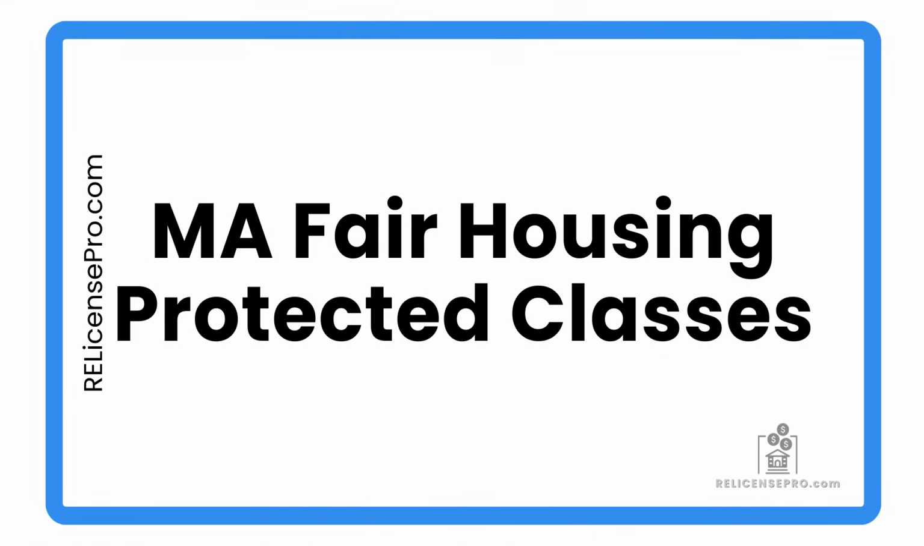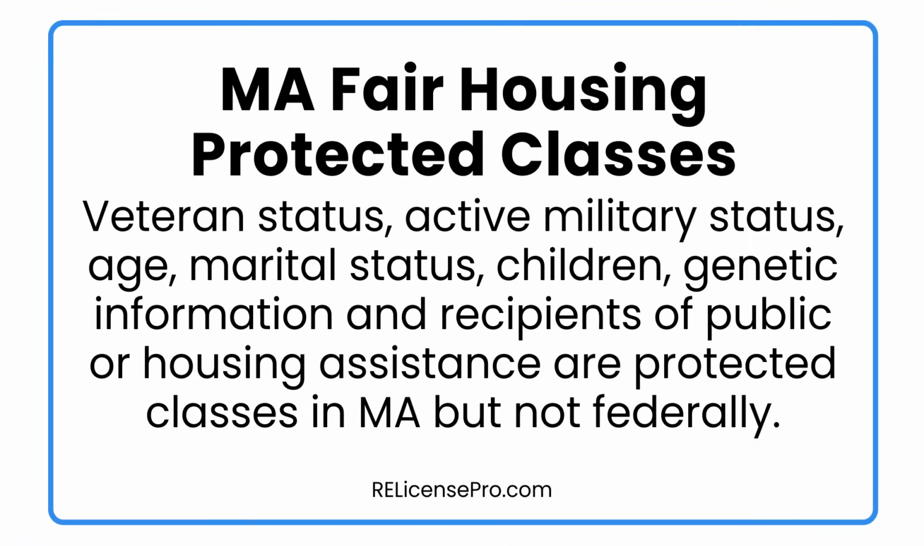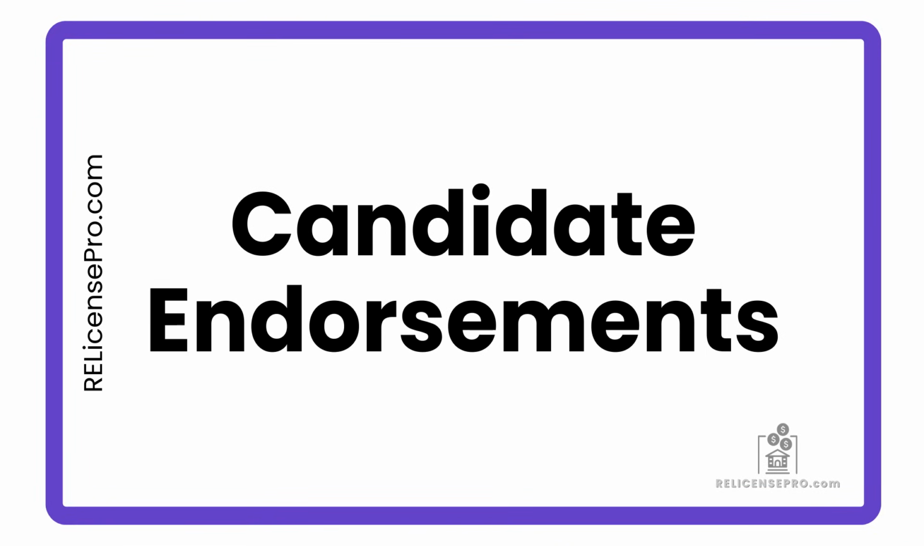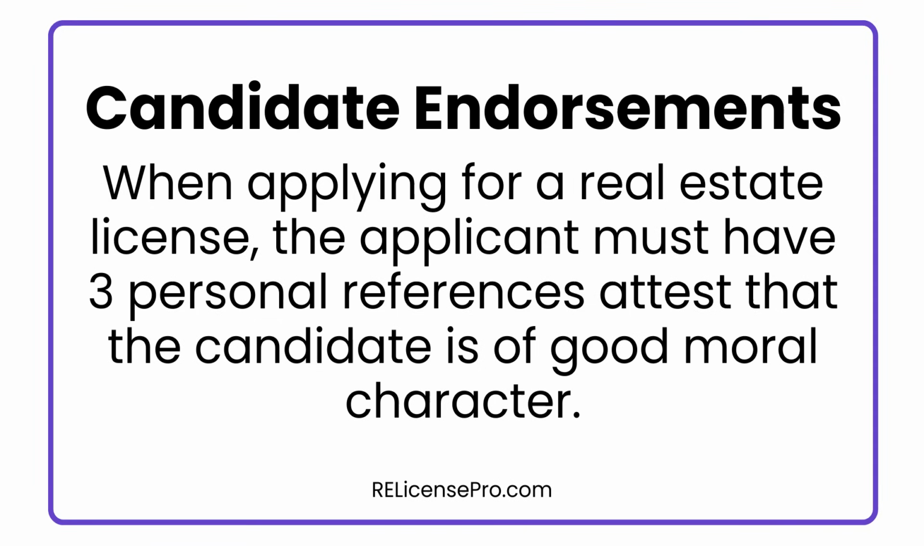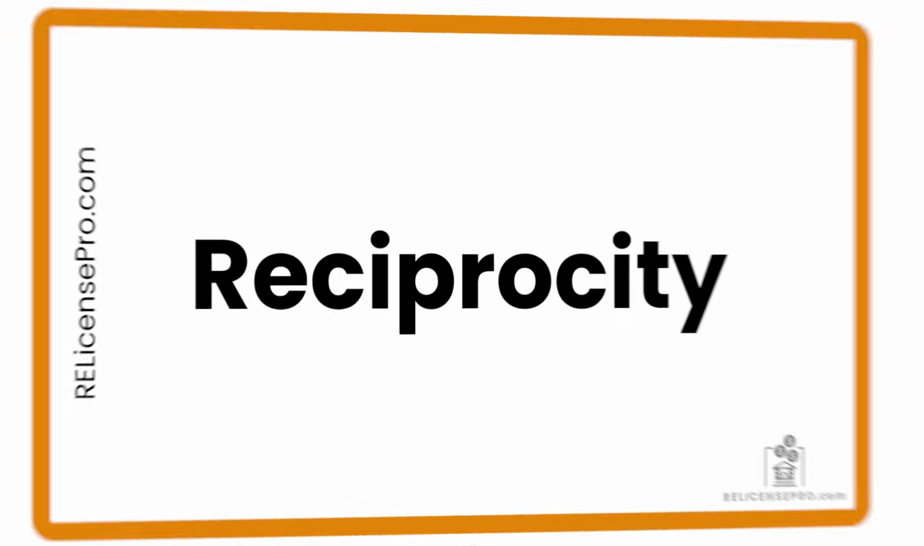Massachusetts Fair Housing Protected Classes. The Massachusetts Fair Housing Protected Classes are veteran status, active military status, age, marital status, children, genetic information, and recipients of public or housing assistance are protected classes in Massachusetts, but not federally. Candidate endorsement. When applying for a real estate license, the applicant must have 3 personal references attest that the candidate is of good moral character.